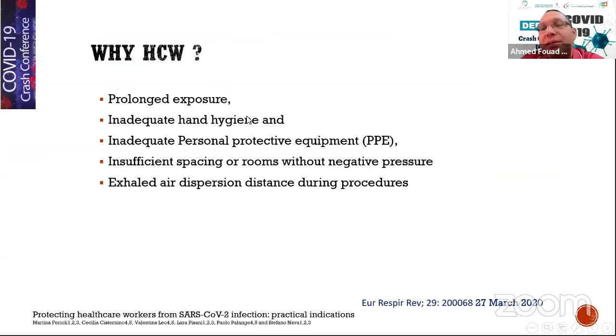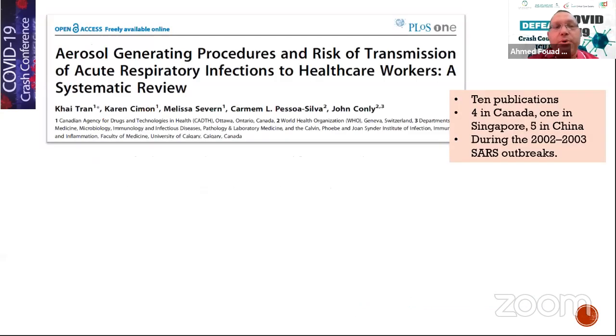Why are healthcare workers at high risk of getting infection from the procedures? Because they always have prolonged exposures, inadequate hand hygiene, inadequate PPE, insufficient spacing, usually maybe the small size and the small room, and they are touching the patient near his head. And one very important factor is the dispersion of air distance, how far the air can go, especially during the procedure. This is the most important point.